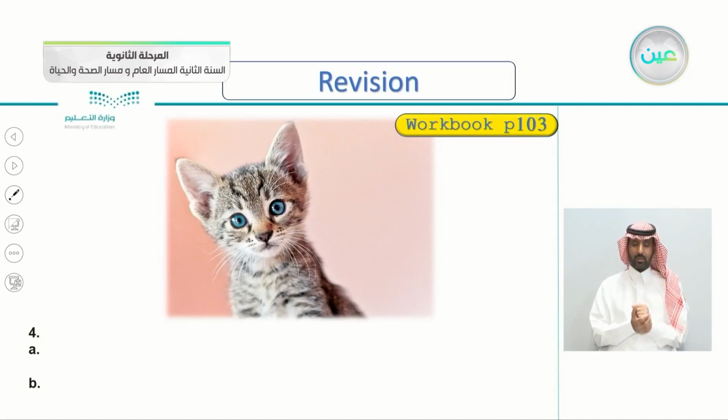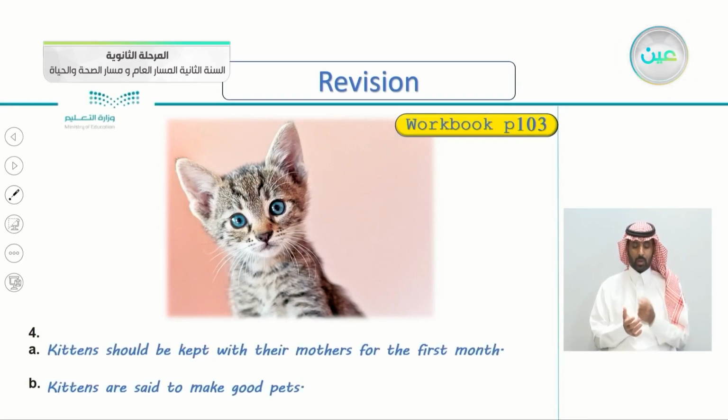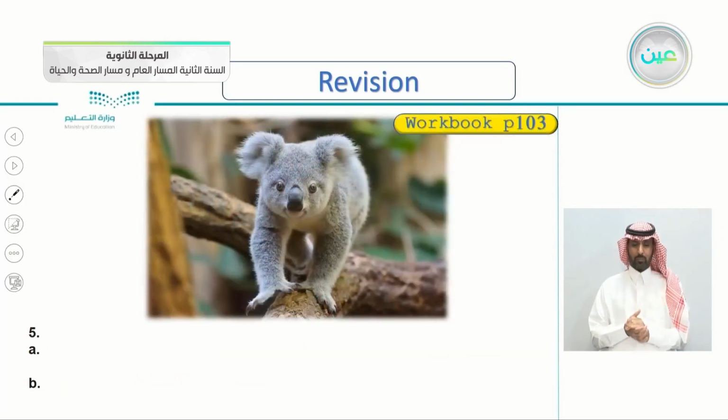So, what have you written here? Very good, but I've written kittens should be kept with their mothers for the first month, or kittens are said to make good pets. So this is the passive form, should be kept, and this is the reporting verb, are said to make good pets. Number 5 is the koala bear.